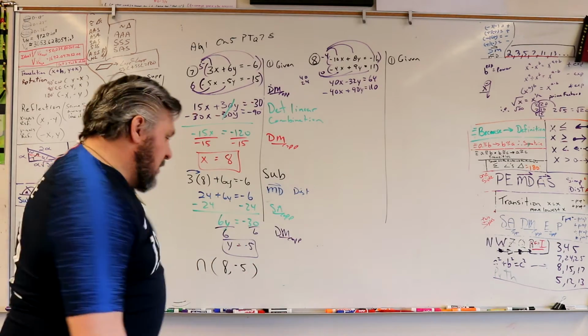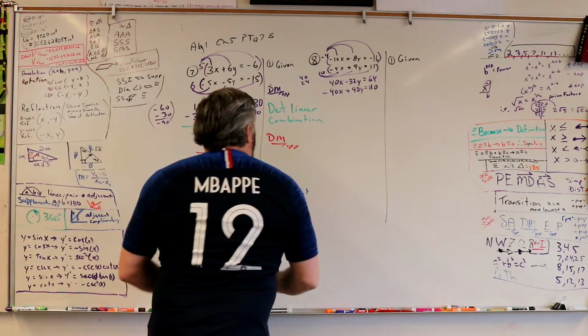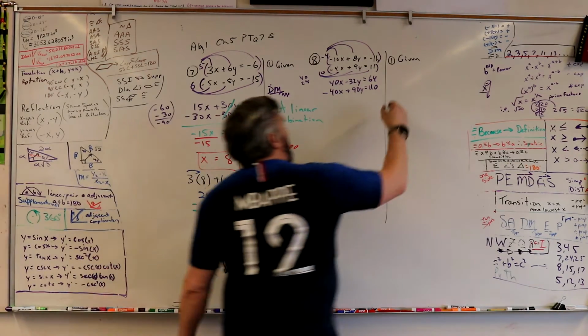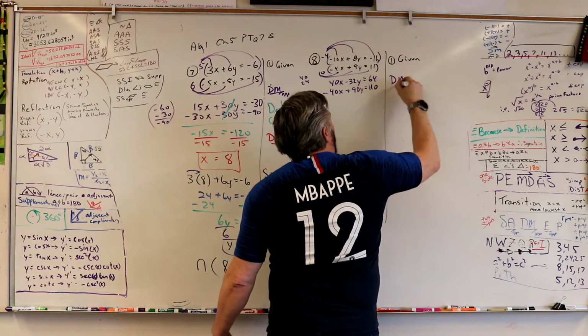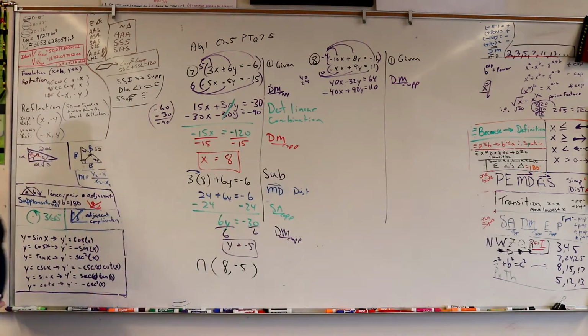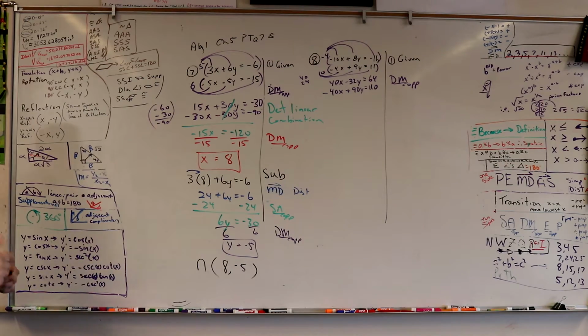Okay? Alright, what's our next step? Well, what was that step called? DM, very good. DM, with the arrow on the bottom, right? Because we're doing the opposite. Trying to make things opposite. Okay?